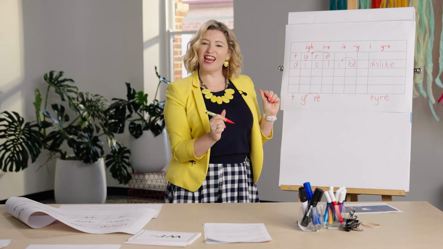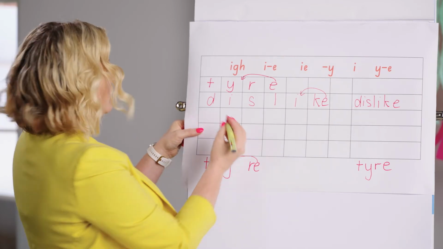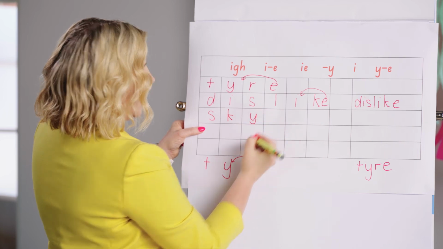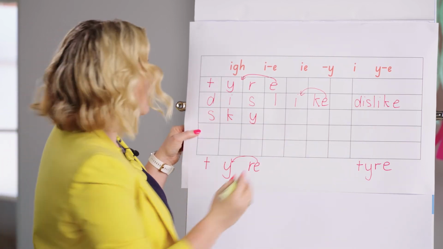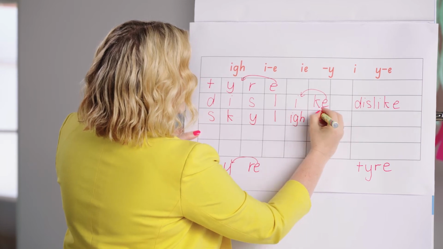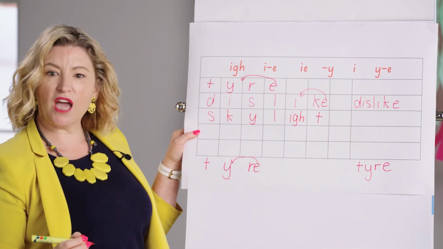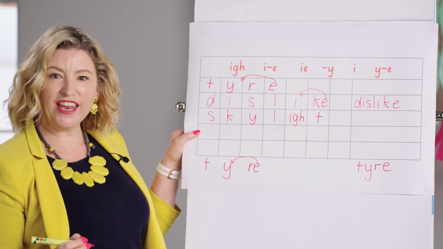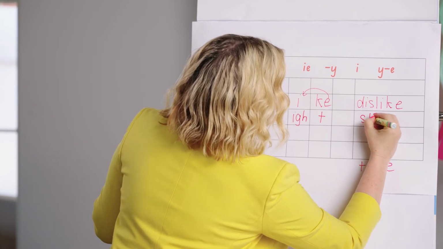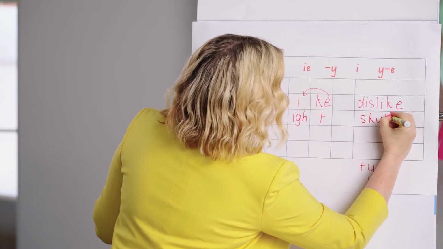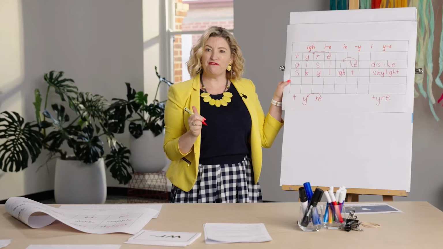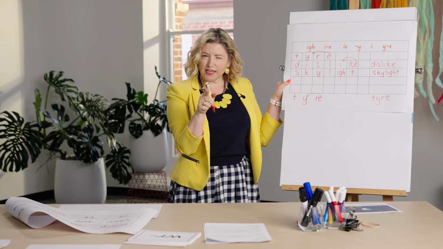S-K-I-L-I-T. Skylight. Say the sounds as you write them. S-K-I, that Y making I in sky. L-I, got to fit the trigraph in there. T, skylight. Check it carefully. Did you get it? Well done. Let's write the whole word. S-K-I-L-I-T. Skylight. Fantastic. I hope your writing's nice and neat today.